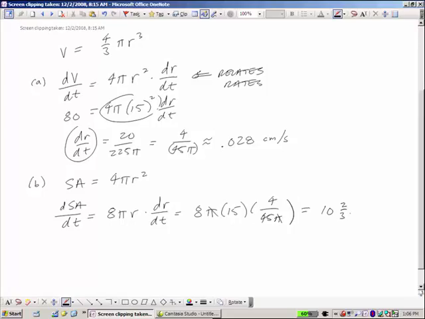10 and 2/3. And what are the units on this? Square centimeters. Centimeters squared. Yeah. Surface area per second. Surface area changing with respect to time. Centimeters squared per second.